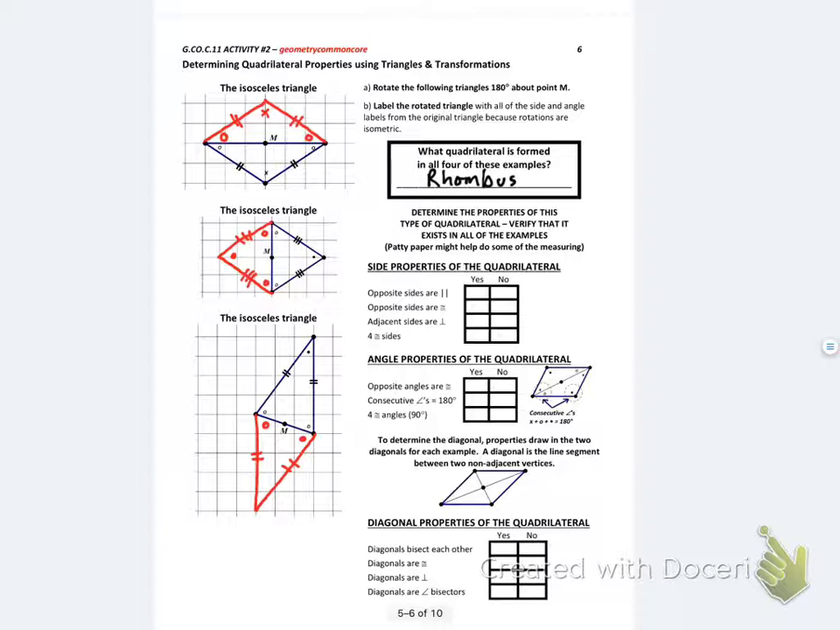This one looks almost like a face when I draw it in. So here's one thing we can do as a shortcut. We already know that a rhombus is a parallelogram, so all the parallelogram properties are going to be true for this. I don't really need to check them. Opposite sides are parallel? Yes, that's true. Opposite sides are congruent? Yes, that's true. What are the other parallelogram properties?